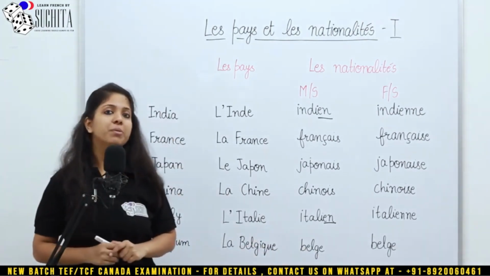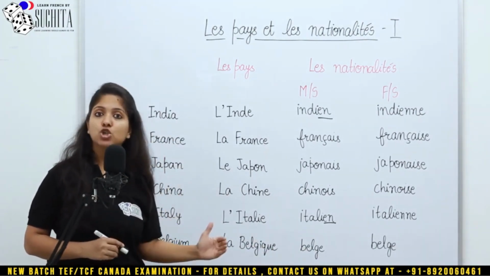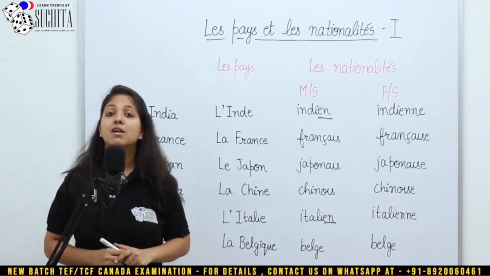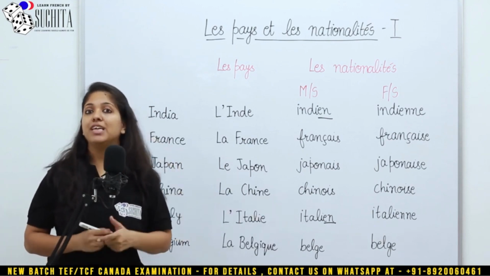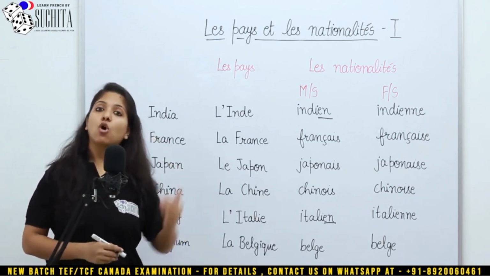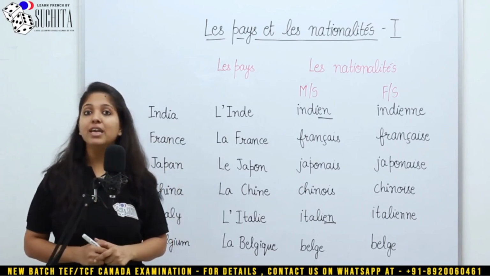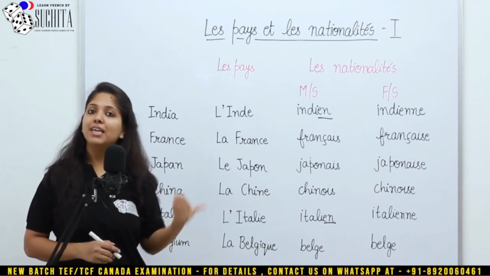So in order to make it feminine, you will not apply any extra E. So Belge, Belge remains the same in both of the forms. There are three rules that we learned. In order to make it feminine, you generally apply E. If it is already ending with E, then you do not add any extra E. And if it is ending with EN, then you apply ENNE.